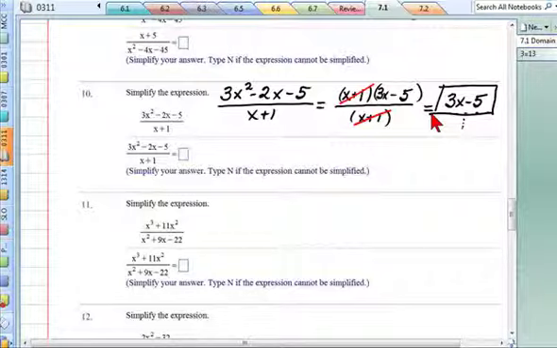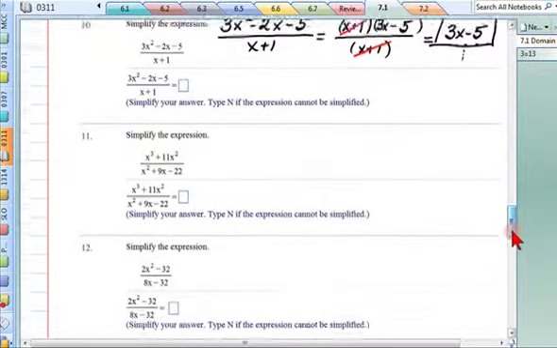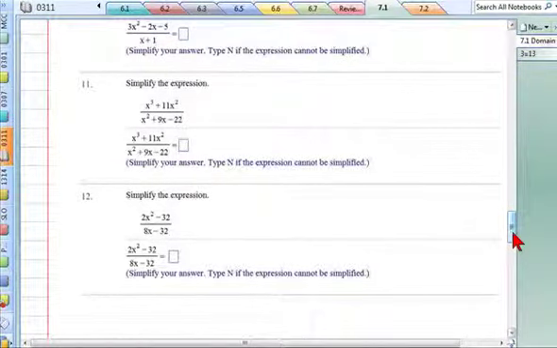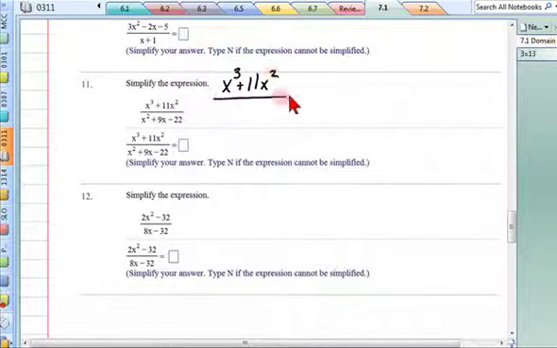So, do you think you could do section 7.1 if you didn't know anything about factoring? No. You couldn't do anything in this lesson if you don't know about factoring. So, it's a good thing we know everything about factoring. All right, number 11. I have x to the third plus 11x squared over x squared plus 9x minus 22.